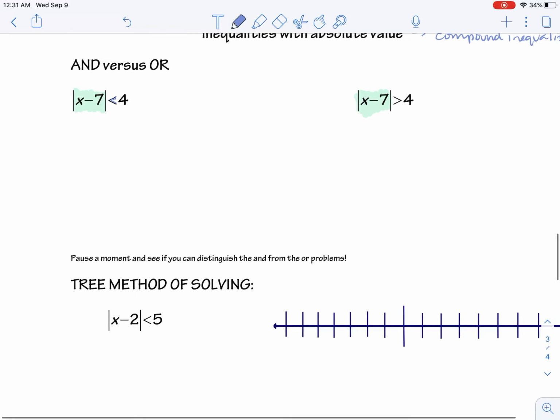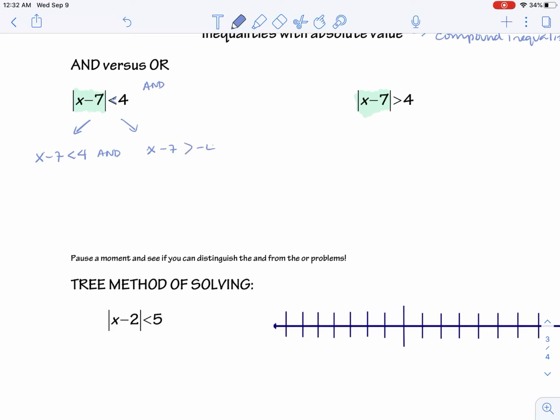Sorry, I'm getting ahead of myself. We're going to solve it using the tree branch method. Now, we're going to solve for two different inequalities. We're going to solve for x minus 7 is less than 4, and this is and, we had already said. And we are also going to solve for its opposite. And this is where we need to pay attention. We're going to hit this problem with a negative. We want to solve for a negative 4. And so that means we need to turn this symbol around.